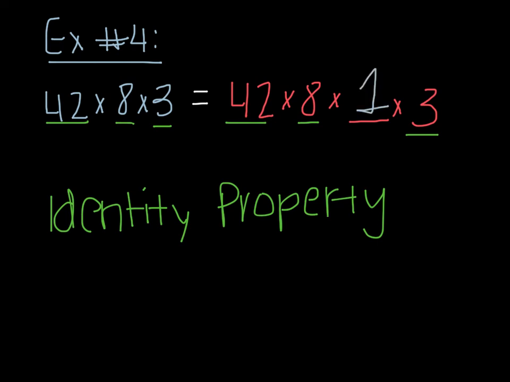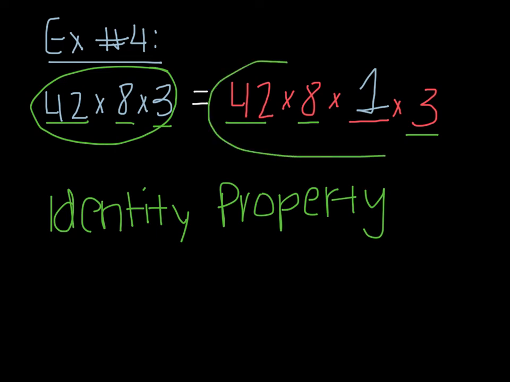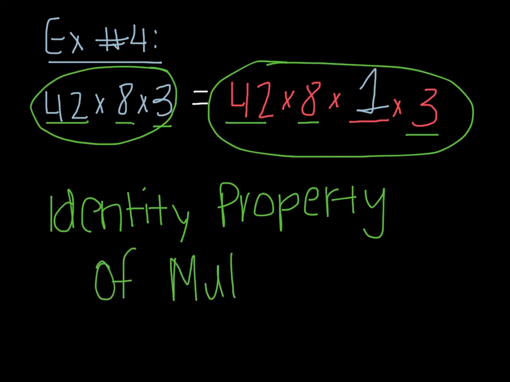Because we know when we multiply anything by 1, it stays the same. So we could put as many ones in there as we want, and it's not going to change the value. So both sides of the equation are still equal. This side, when you multiply it, will still equal the same as this side. So it's the identity property of multiplication because we're multiplying.